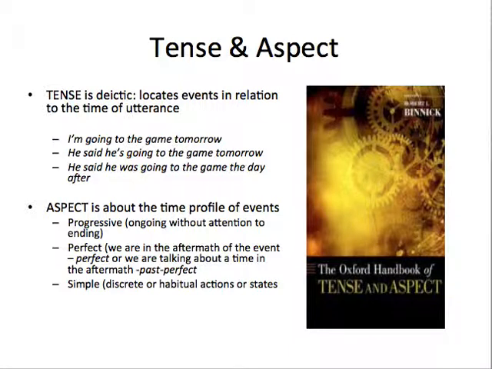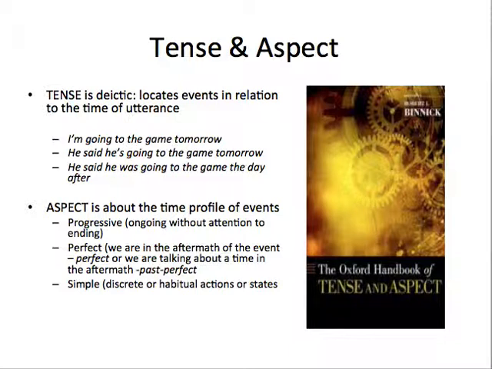Aspect, on the other hand, as we've seen, is about the time profile of events, and we talk about three different aspects. We've already talked about the progressive, the ing ending, which tends to give a particular contour of an event as something which is ongoing. We're not focusing on the ending or completion of it.